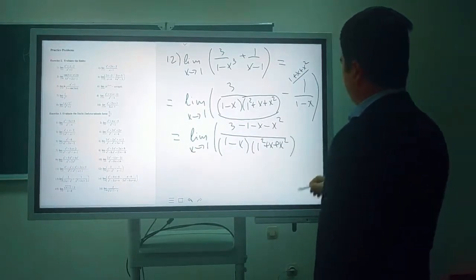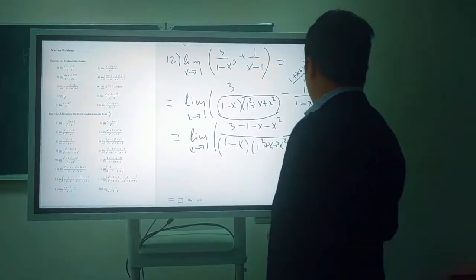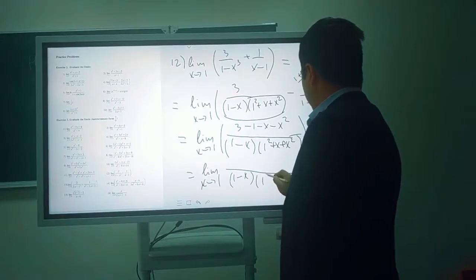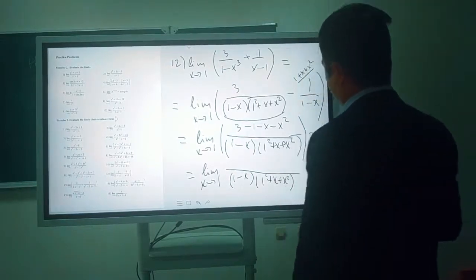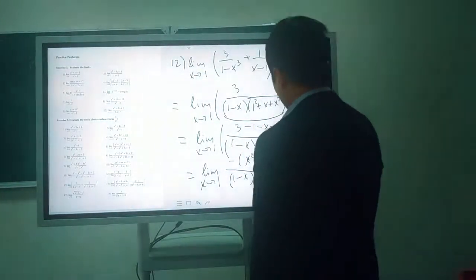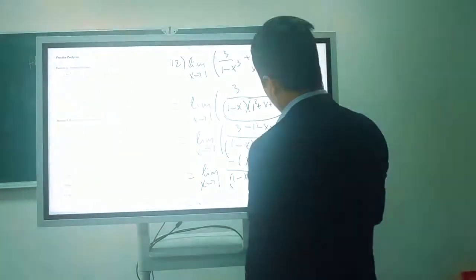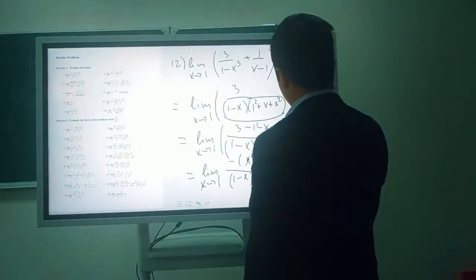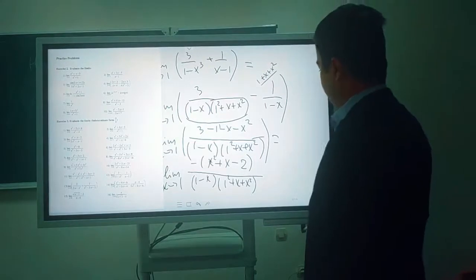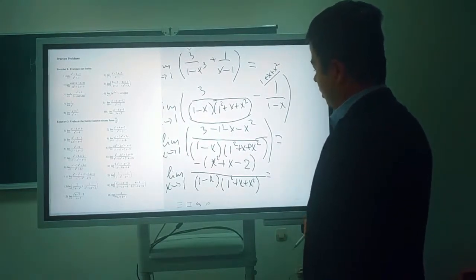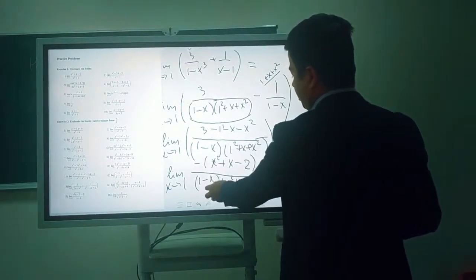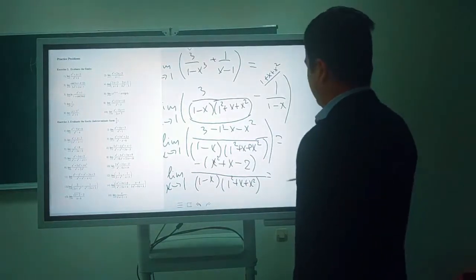And now by the expression, so (1 minus x)(1 plus x plus x squared). So here we have 2 minus x minus x squared. If we take out the minus, x squared plus x minus 2. So now let's continue. This is equal to, so here we can take out this minus also, doing x minus 1, changing places, and cancel the two minuses.